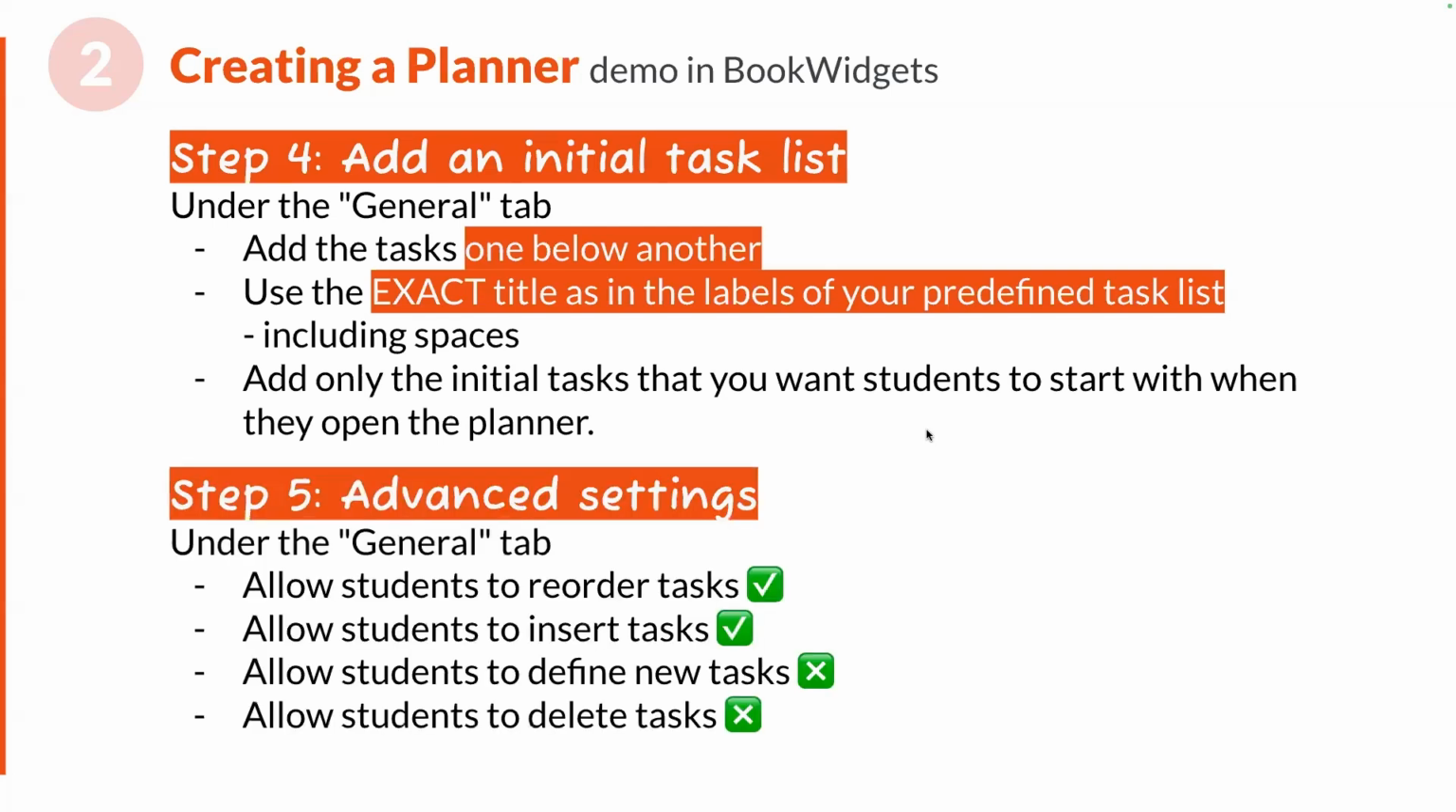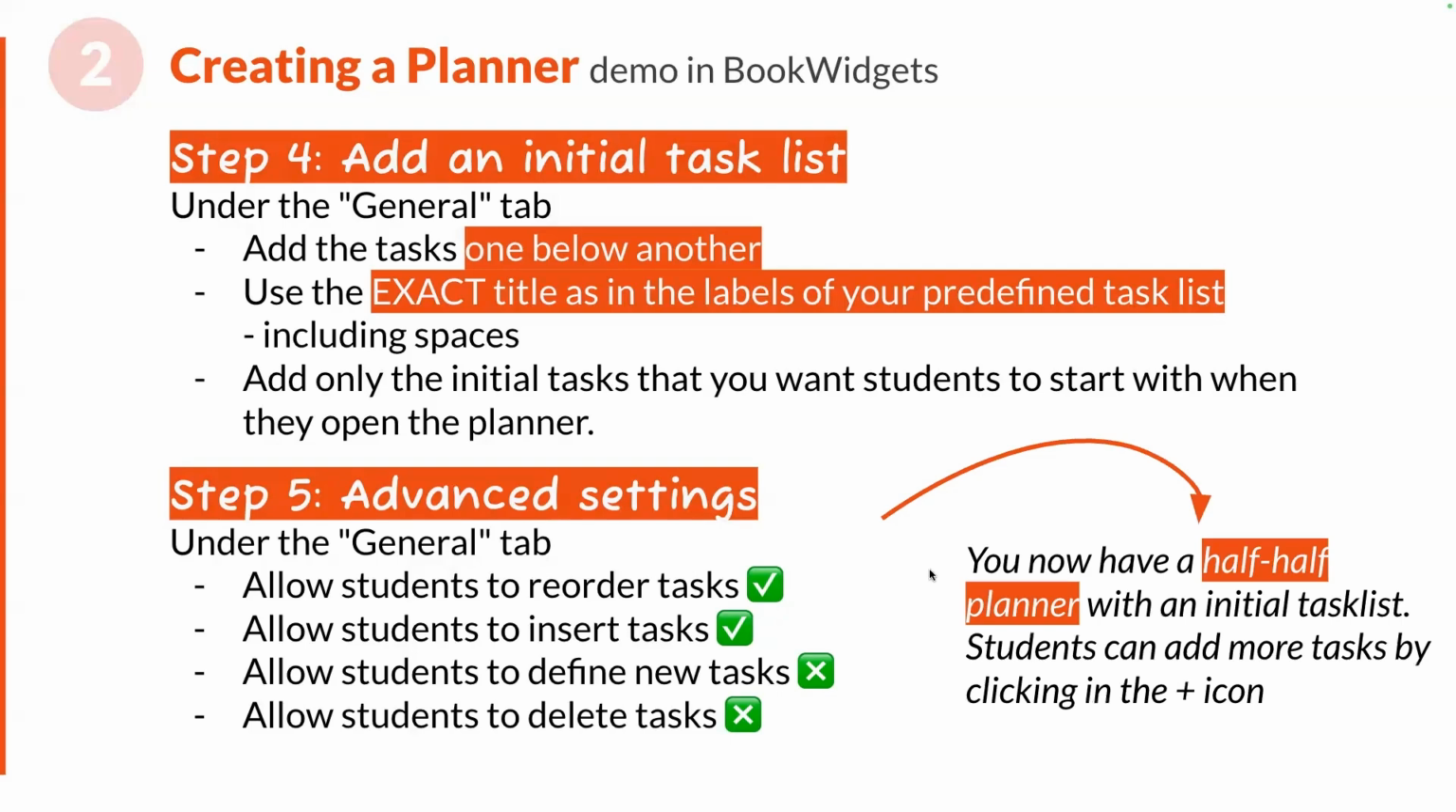So next is step 5, some advanced settings. Now what we want to do is determine how strict we want to be with this learning path. If we want to allow students to reorder tasks, they can check the box. We have to check the box in our settings. We can allow students to insert tasks. We can allow them to define new tasks. They could create their own, or we can allow them to delete tasks.